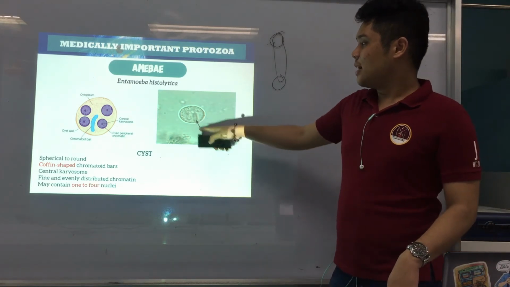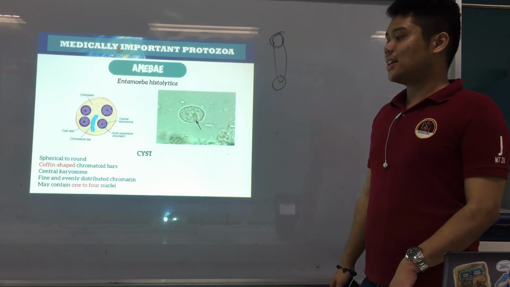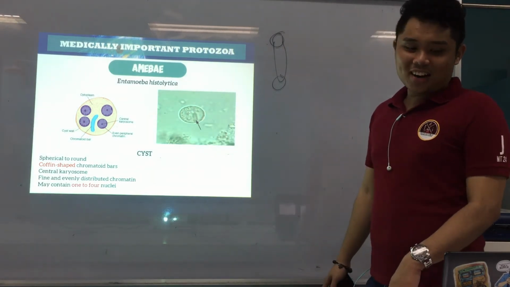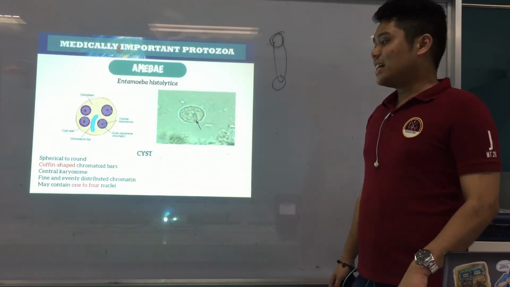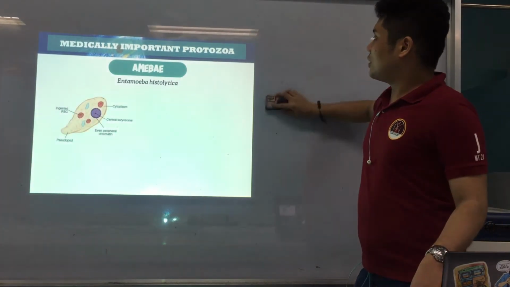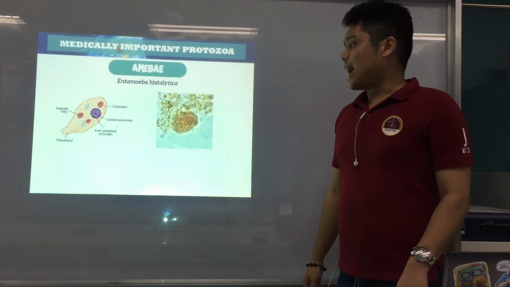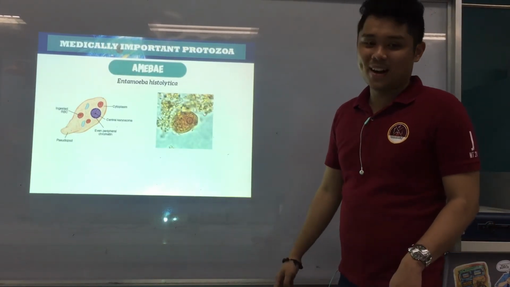The one that's pointed by the arrow is the chromatoidal bar. Coffin shape, characteristic, press the buzzer, okay? Alright, coffin-shaped chromatoidal bars, okay. And next you have, of course, the trophozoite, so that's its appearance, theoretically. And this is the real specimen, okay?